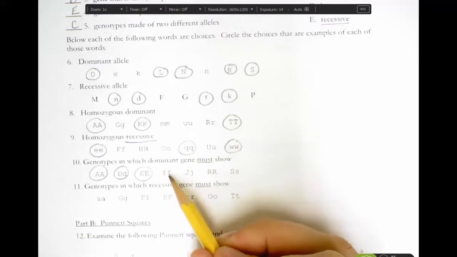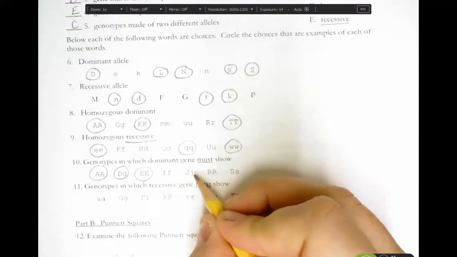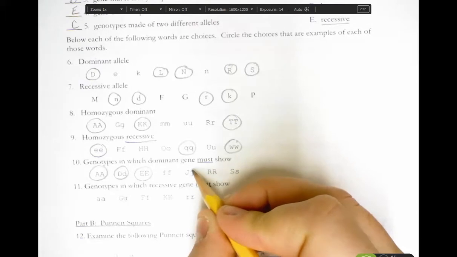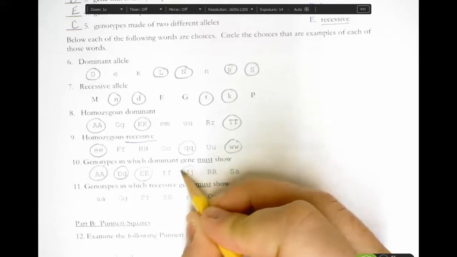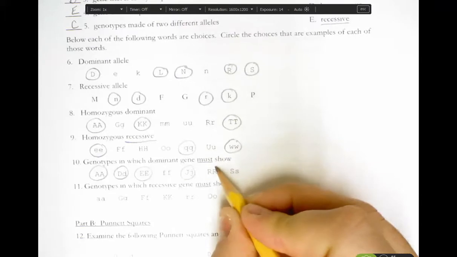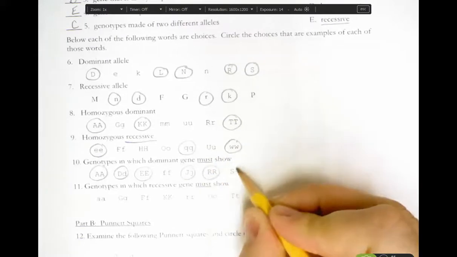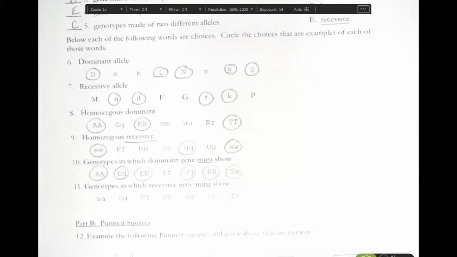Lowercase f, lowercase f. Do we see a dominant allele there? No, we don't see one, so will it be expressed? No. Uppercase J, lowercase j. Will the dominant allele be expressed? Yes. Uppercase R will as well. Uppercase S, lowercase s will as well.